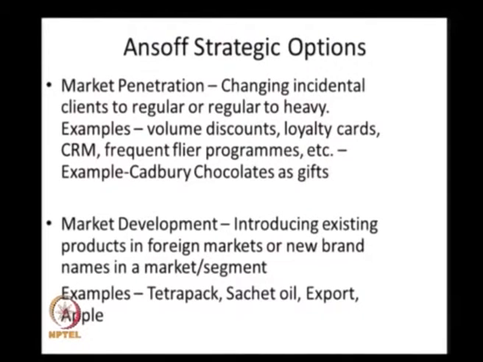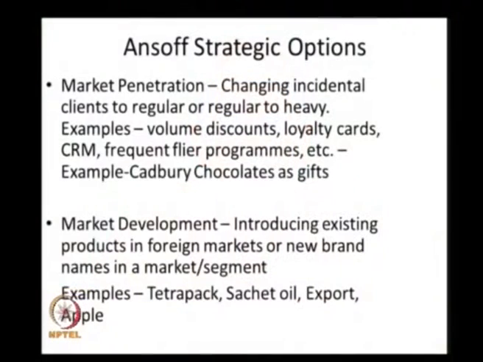Now having chosen that, how do I do that? So a firm's resources must be tuned towards a market penetration strategy. For example, the firm's resources must be towards having some promotional and marketing campaigns like volume discounts or loyalty cards or frequent flyer programs in the airline industry or improved customer relationship management. Now the reason that these are all the alternative options that are available is because I have chosen market penetration to be a strategic option.